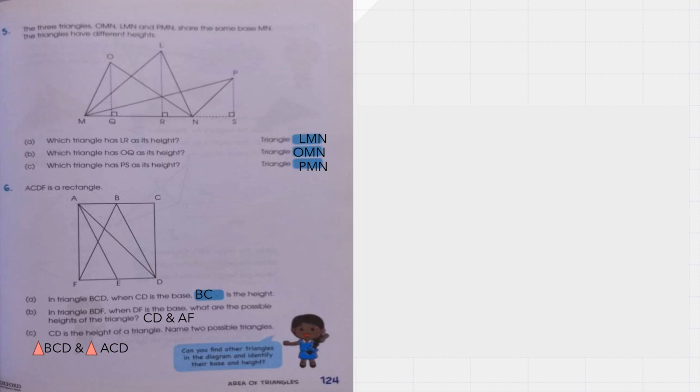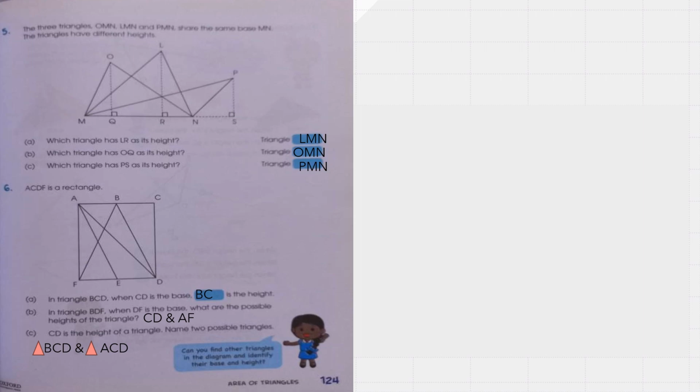Now in part B, in triangle BDF, when DF is the base, what are the possible heights of the triangle? The first possible height is CD, because in triangle BDF, if we draw a line between D and B, it is a straight line which is exactly equivalent to CD and also equivalent to AF. So this is one of the possible heights of the triangle. Now in part C, CD is the height of a triangle.